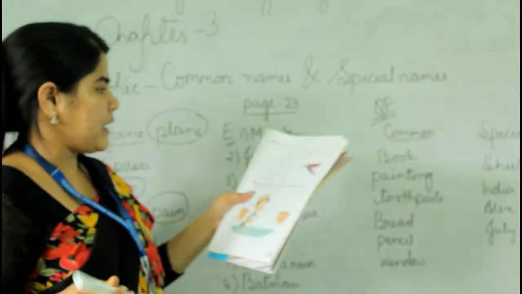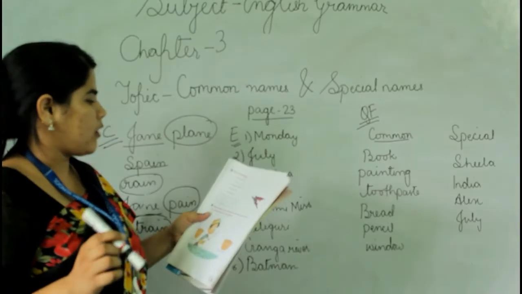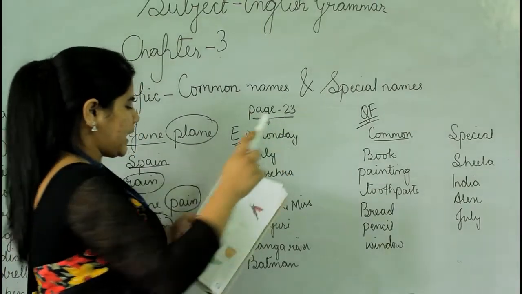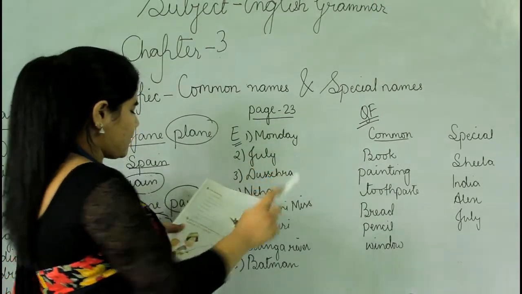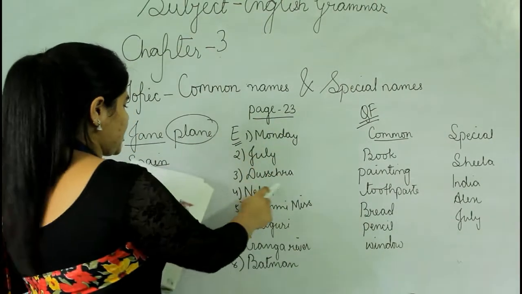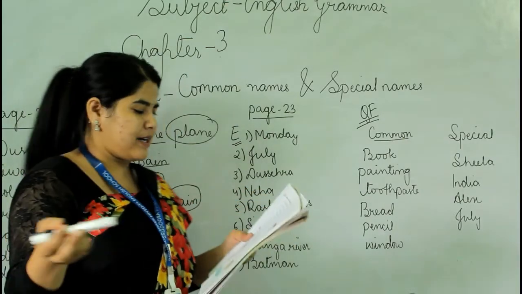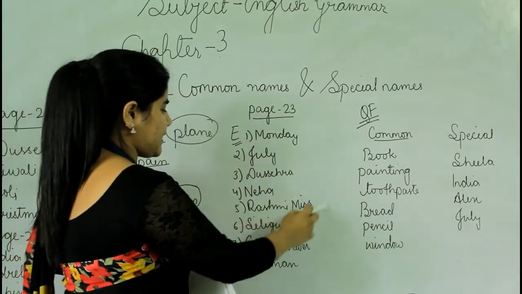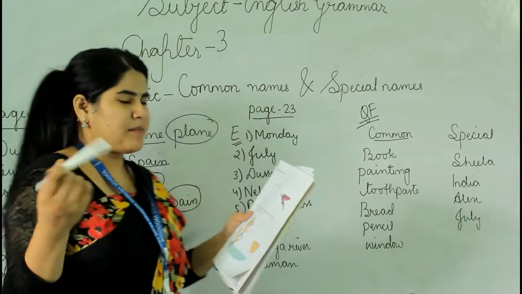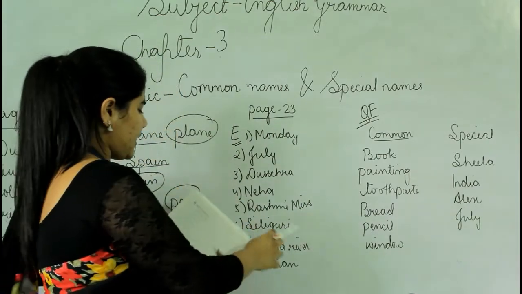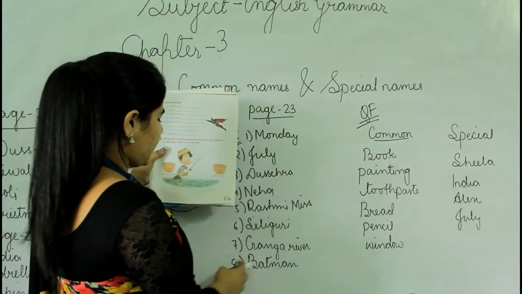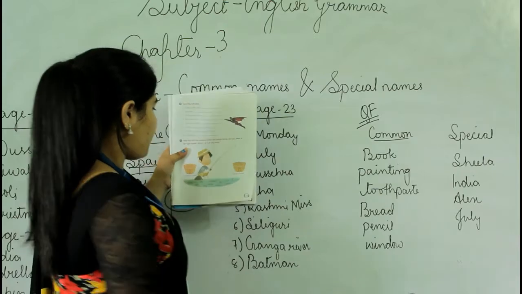Okay, students. Now turn the page and move on to question number E. Page number 23, question number E. Name the following: a day of a week, Monday; a month, July; an important festival, Dussehra; your best friend, Neha, or whoever your best friend is, write the name; your class teacher, write my name, Rashmi Miss. Number 6, a city, Siliguri; a river, Ganga river; a superhero, Batman.